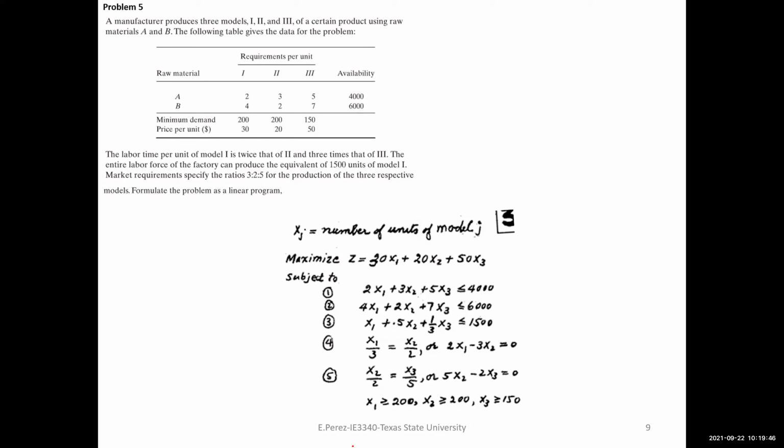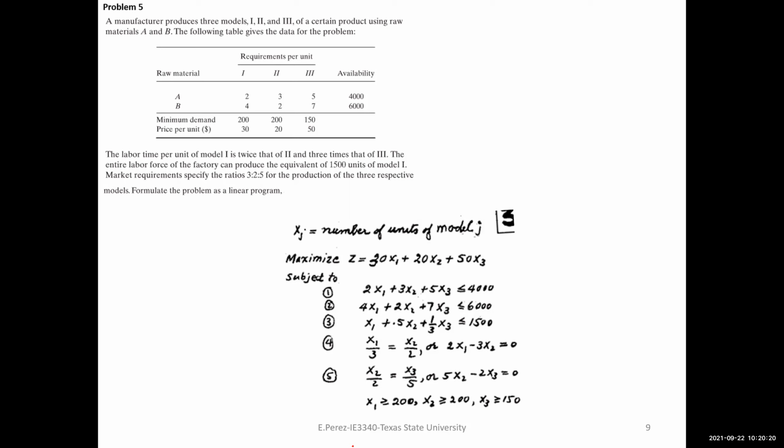So starting with the decision variables, we have the number of units per model, and we have 3 models. So we have X_j, with j equals 1, 2, and 3. Maximize the profit is our objective function. So the profit is given by the price per unit. And then we have the constraints in terms of the raw material availability: 4,000 for raw material A and 6,000 for raw material B. So those 2 constraints are easy to formulate.